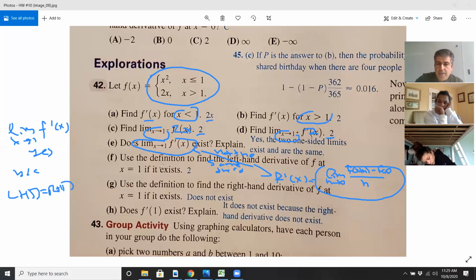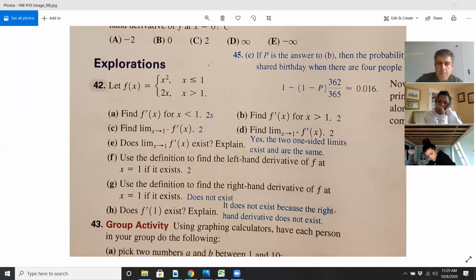So let's find the left and right hand derivatives here. If you did the left hand derivative using the formal definition at x equals 1. Now remember, x equals 1 is included. So it kind of looks like this. And y equals 2x. Now this is kind of interesting, to 2x.